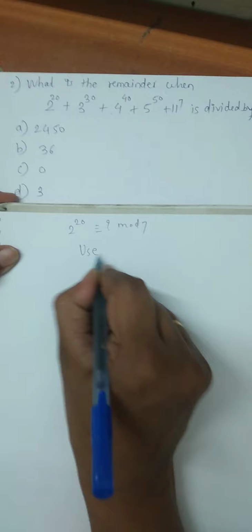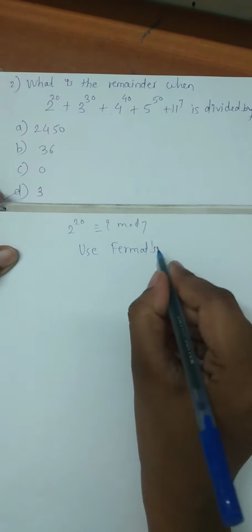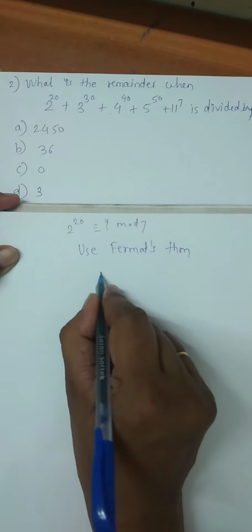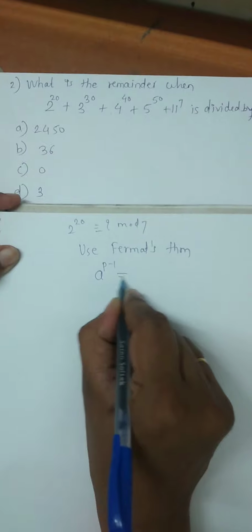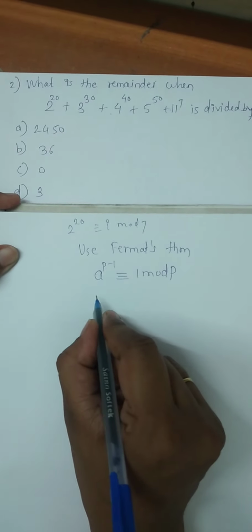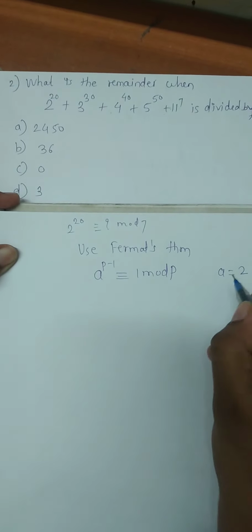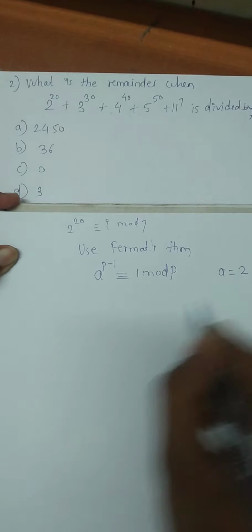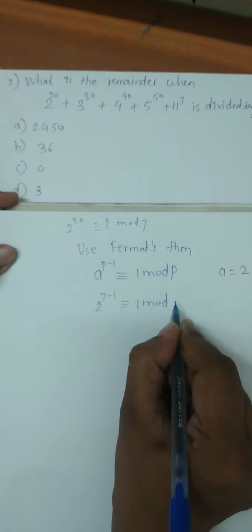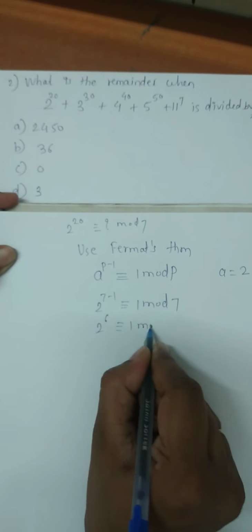Use Fermat's theorem. Yes, for Fermat's theorem what do we want? a to the power p minus 1 is congruent to 1 mod p. Yes, so here a is equal to 2 and p is equal to 7. So we write 2 to the power 7 minus 1 is congruent to 1 mod 7. So 2 to the power 6 is congruent to 1 mod 7.